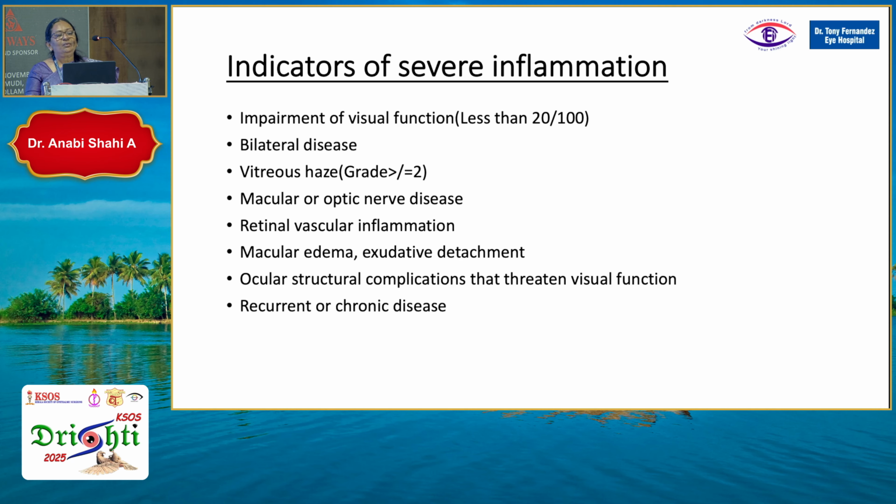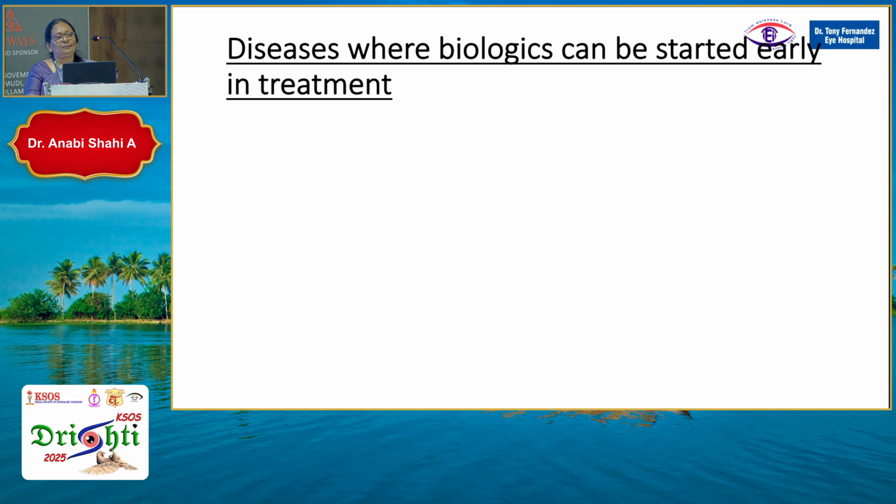It is impairment of visual function less than 20 by 100, if it is a bilateral disease, if there is vitreous haze of more than or equal to 2, if there is macular or optic nerve involvement, when the retinal vessels are involved, macular edema and exudative detachment, ocular structural complications that threaten the visual function, if the disease is recurrent or chronic.